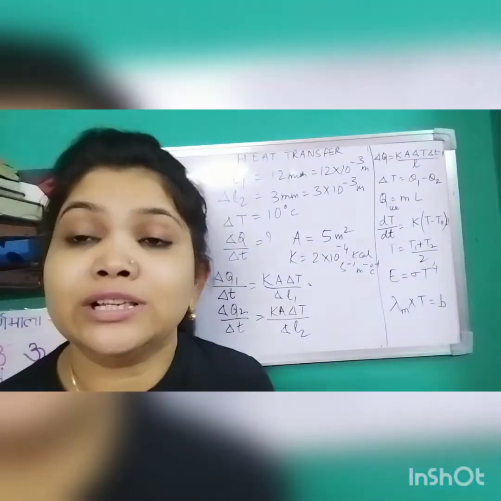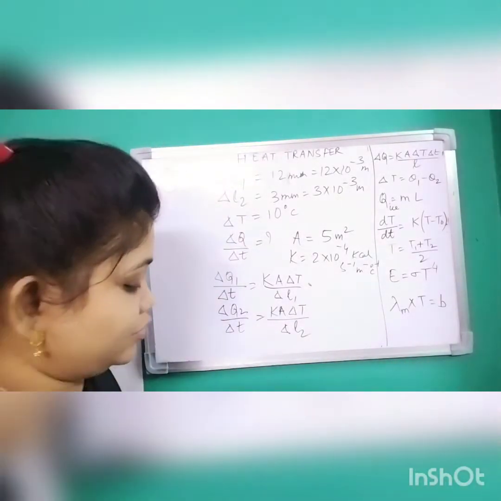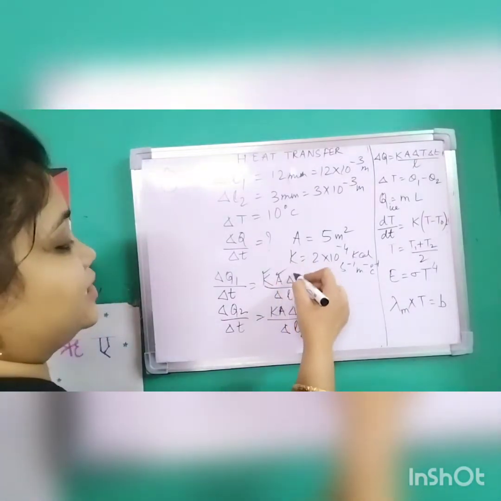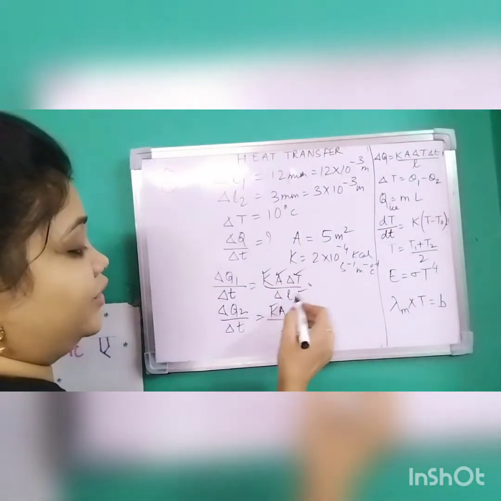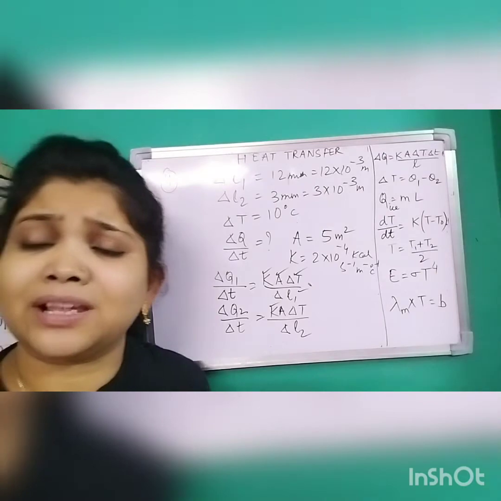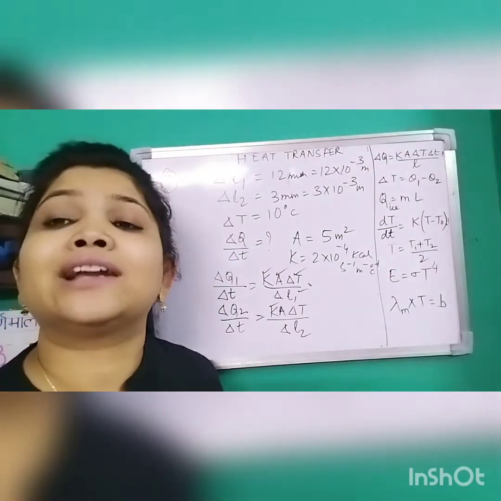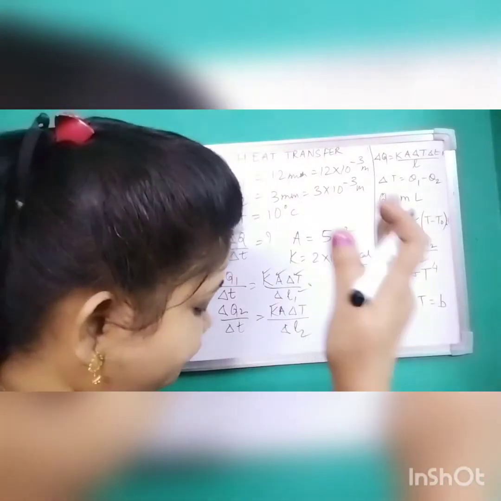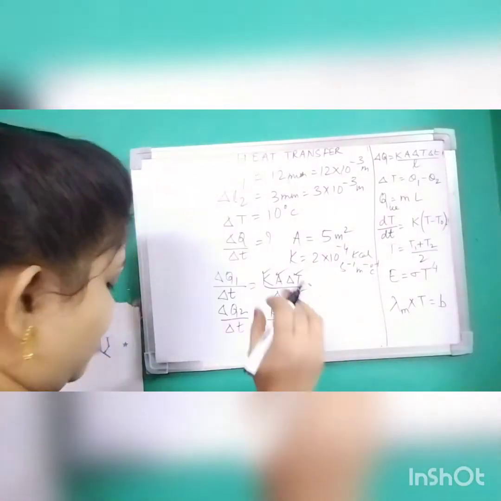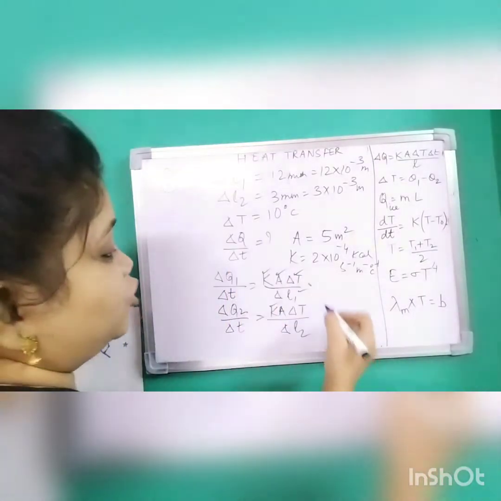See here that all the values are given to you. K is given, A is given, delta T is given, delta L1 is given. So here everything is the same except delta L1 and delta L2. After you find out these two quantities, now what you are going to do to find out delta Q by delta T?